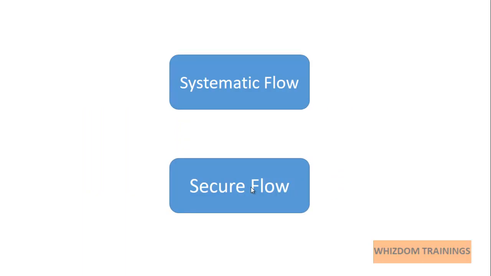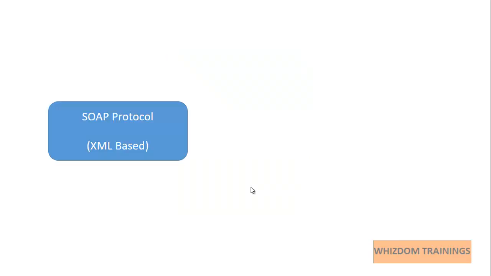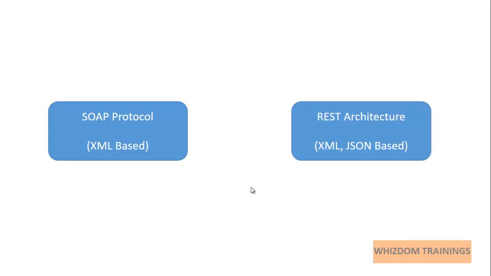Now these two things can be achieved either from the SOAP protocol or from the REST architecture. The SOAP protocol is XML based. I'll come back to what XML is. REST architecture supports XML as well as JSON. I'll tell you that 90% of the APIs present in the market today are based on REST. Why? Because REST uses JSON. You will understand for yourself why JSON is much more popular when I show you the example.